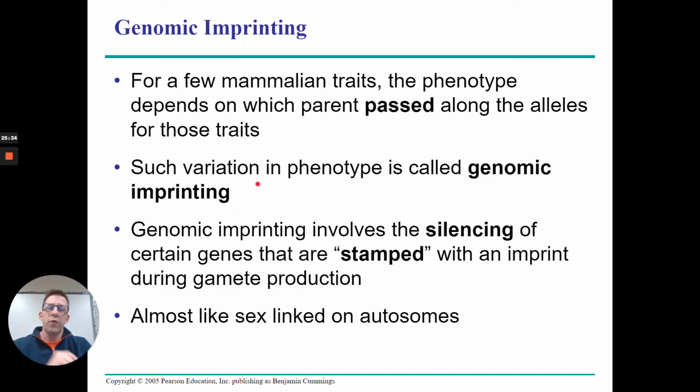Okay? For a few mammalian traits, the phenotype depends on which parent passed along the alleles for those traits. You can kind of think of this as almost like sex-linked inheritance on the autosomes. The autosomes are chromosomes 1 through 44, and chromosomes 45 and 46 are the sex chromosomes.